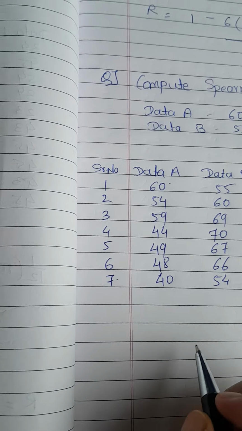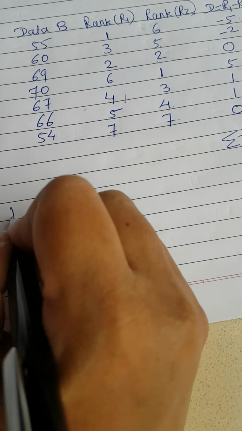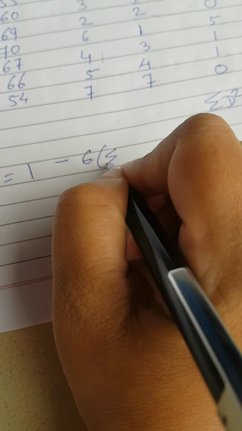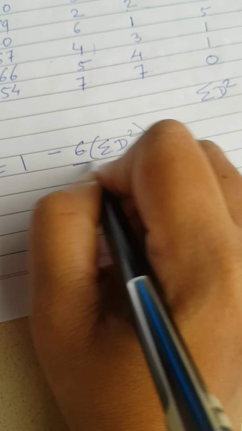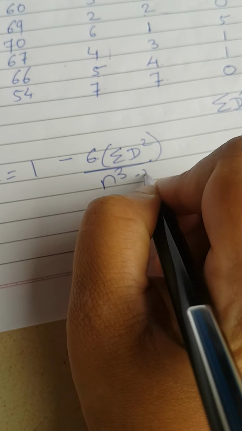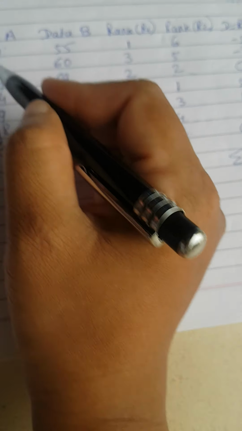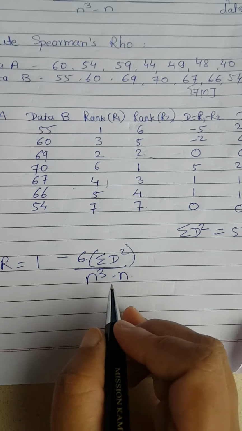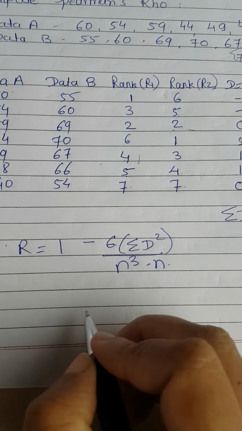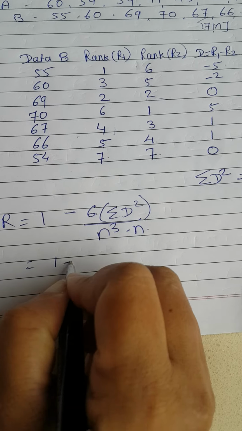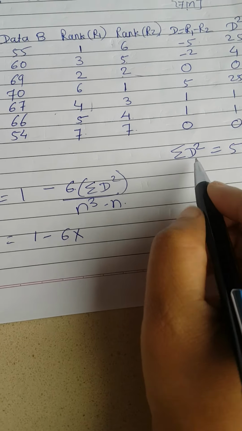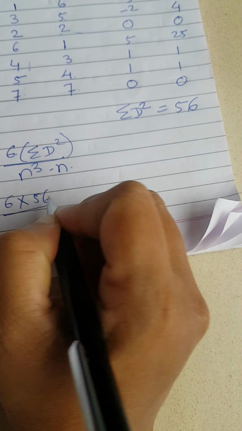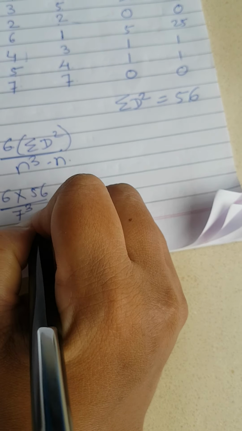Now let's use the first formula. R is equal to 1 minus 6 into sigma d square upon n cube minus n. Now what is my n? N is the total number of observations, that is, 7 observations are there. So my n is 7. Now let's substitute. That is equal to 1 minus 6 into our sigma d square, which is 56, upon 7 cube minus 7.